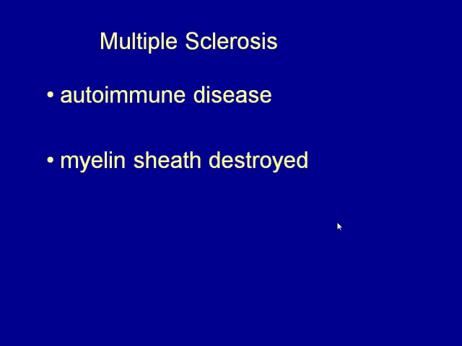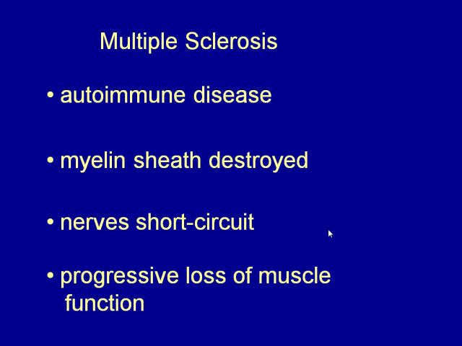Multiple sclerosis is an autoimmune disease where the body starts to destroy the myelin sheath of the peripheral nerves. As a result, the nerves begin to short circuit, and because the myelin sheath helps nerve transmission to be faster, nerve transmission slows down. Now, this disease shows itself by a progressive loss of muscle function, not because the muscles are incapable of functioning, but because the muscles fail to get the appropriate signals to function.